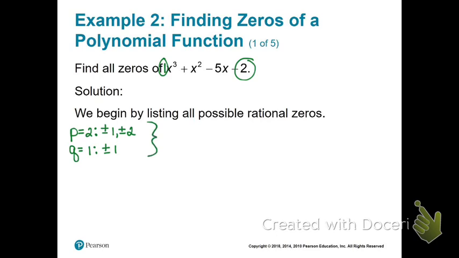So then we'll put them together to find my possible rational zeros. I'm going to take all my p's and put them over all my q's. So I have 1 over 1, which is plus or minus 1. And I don't have any other q's. So I'm going to go to my next p. I have 2 over 1, which is 2. So I'm going to put plus or minus 2. So there's my possible rational zeros.